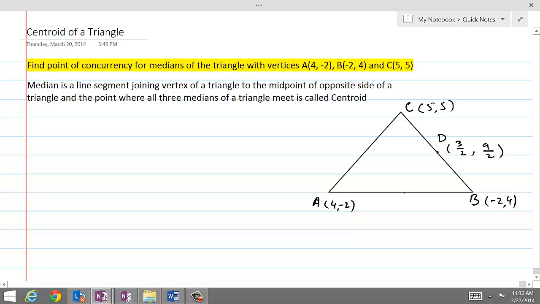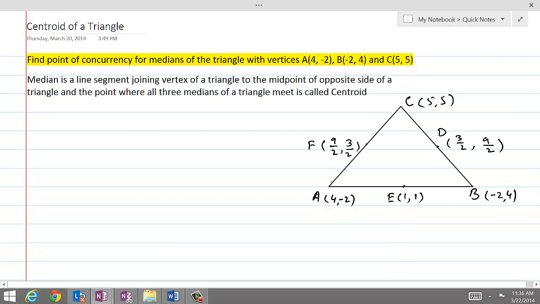And similarly find the midpoint of this side. 4 minus 2 would be 2, 2 divided by 2 would be 1, and similarly y is 1 as well, and name this point E. And if we find the midpoint of AC as well, that would be here somewhere: 5 plus 4, 9 by 2, and then 5 minus 2 would be 3, so 3 by 2, and name this as F. And now we are going to find the median AD first.